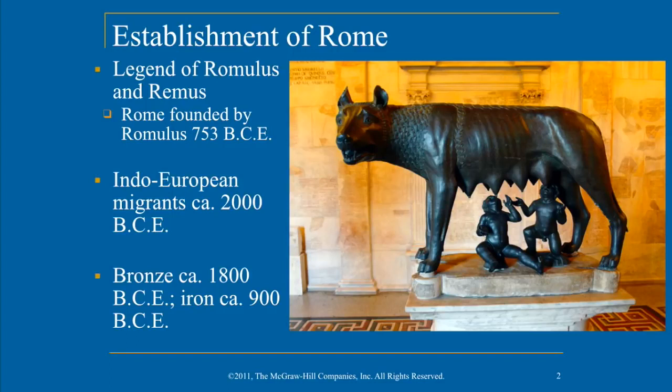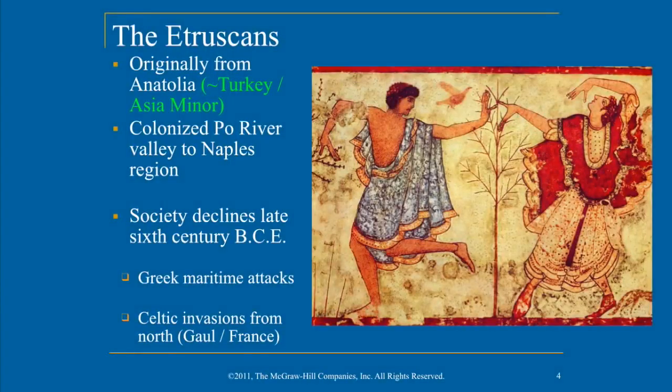For us historians, we know that Indo-European migrants probably showed up there around 2000 BCE, setting up in the area. They found bronze in the area probably about 1800 BCE, and they started using iron in the area about 900 BCE. And so that's when the basic foundations of Rome are getting established.